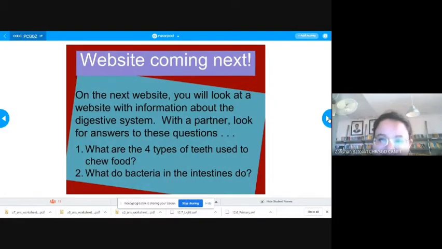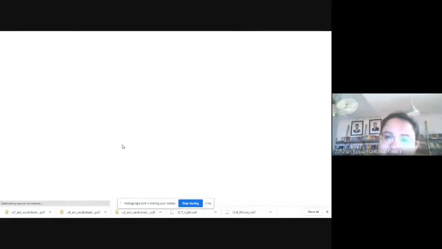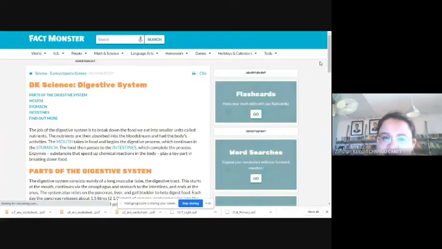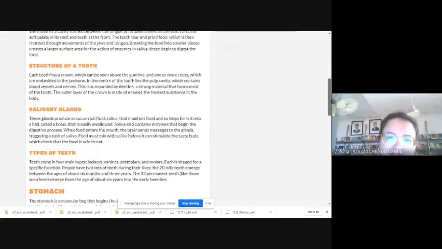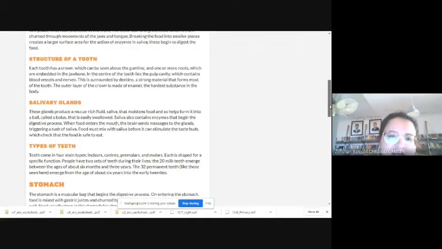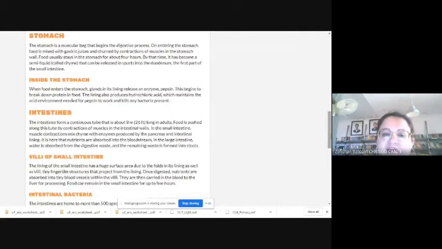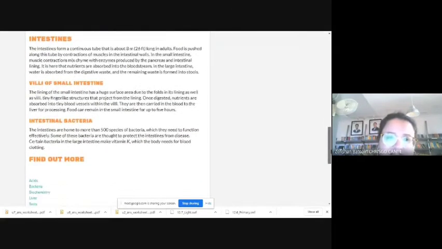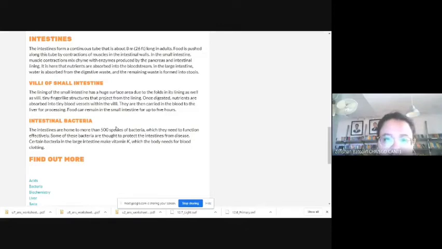So next, now this is a website, girls. It's a web link. We'll open it. It's also just a summary of what we have already learned. What happens in the mouth, then what is the structure of a tooth, and then what is the function of salivary glands, how many types of teeth are there, what is the function of the stomach, what happens inside the stomach, and then what is the function of the intestines, what happens in the small intestine. All right, and then what happens in the large intestine. So this is the entire summary of this lesson.